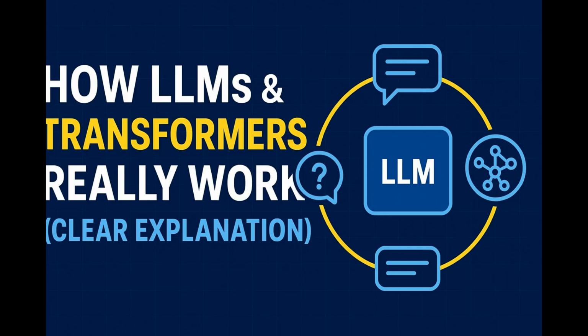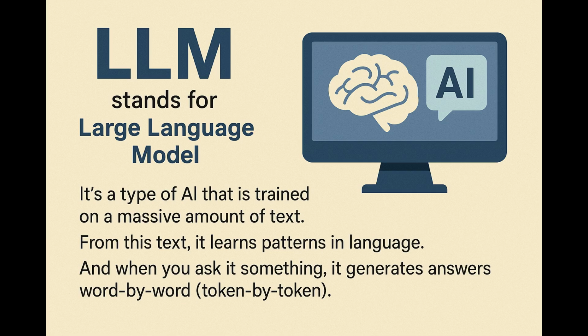In today's video, I am going to explain LLMs in the simplest way possible. LLM stands for Large Language Model, and it's a type of AI that is trained on a massive amount of text. From this text, it learns patterns in language, and when you ask it something, it generates answers word by word, token by token.